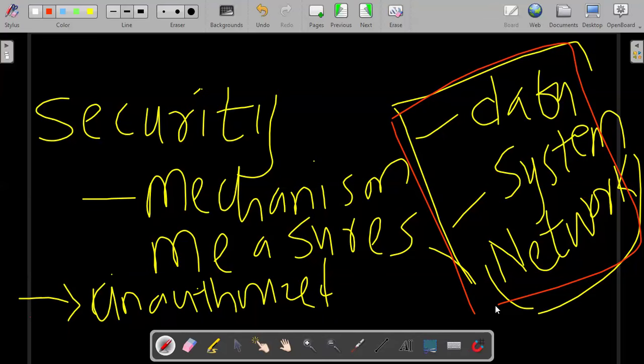Let me go to Moodle. What are the forces of ICT?